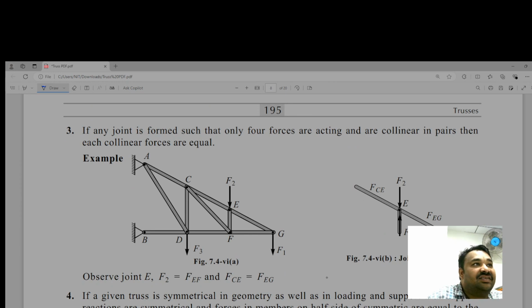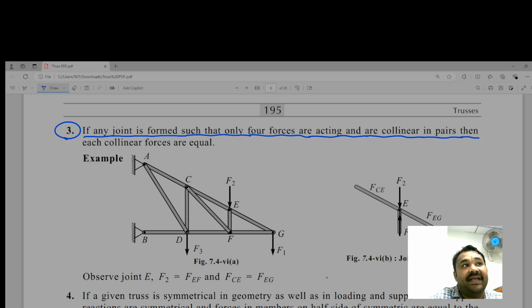Now let us discuss point 3. As per this, if any joint is formed such that only four forces are acting and are collinear in pairs, then each pair of collinear forces is equal. As per this, the example is here. Identify the joint where there are four members and they are collinear in pairs.